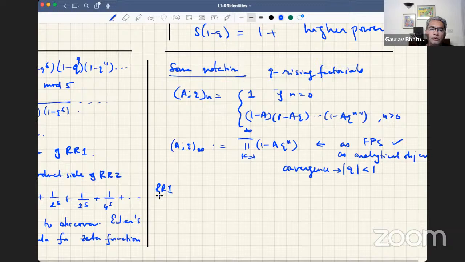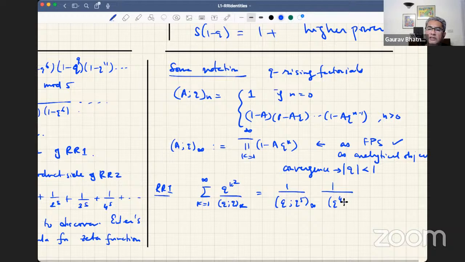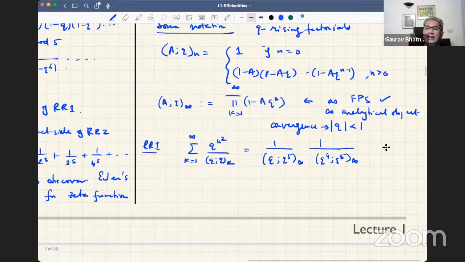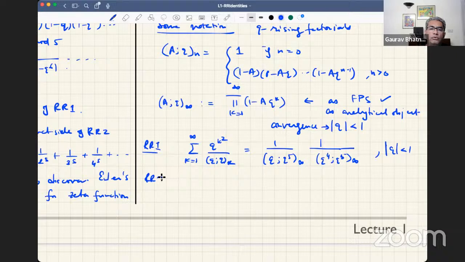Rogers-Ramanujan 1, you will see as this: the sum over k going from 0 to infinity is equal to 1 over (q; q^5) infinity times (q^4; q^5) infinity. And as analytical identities, you need q less than 1. And Rogers-Ramanujan 2, you will see like this.